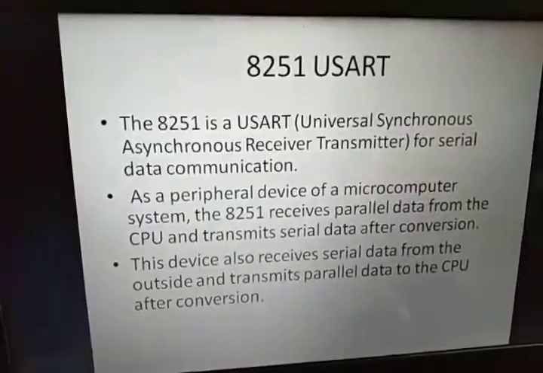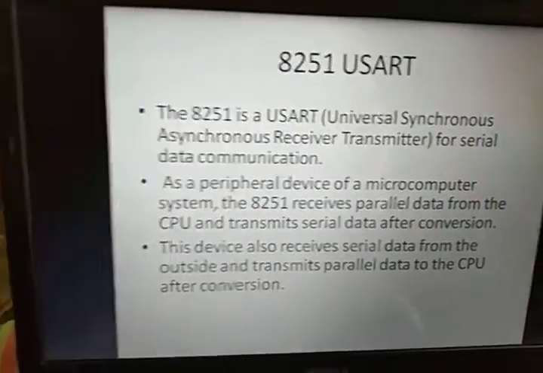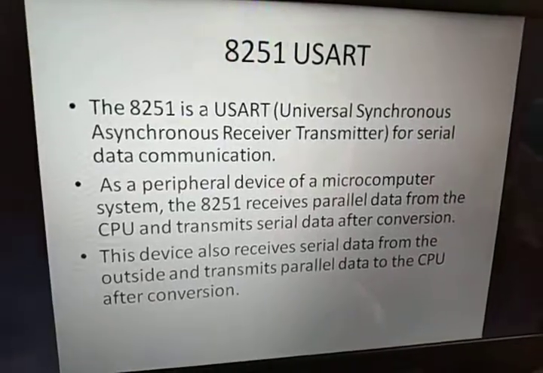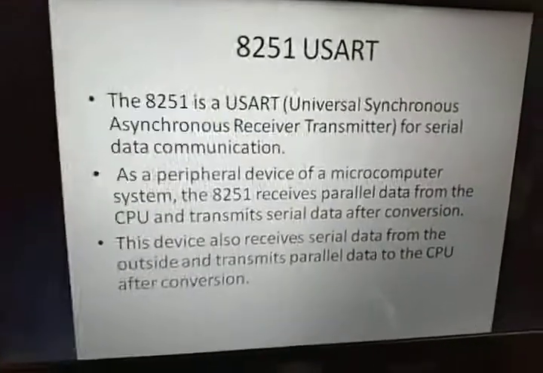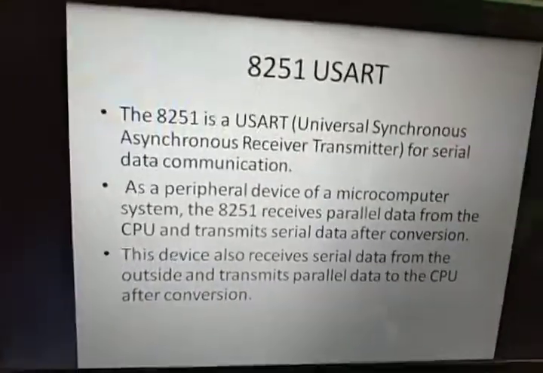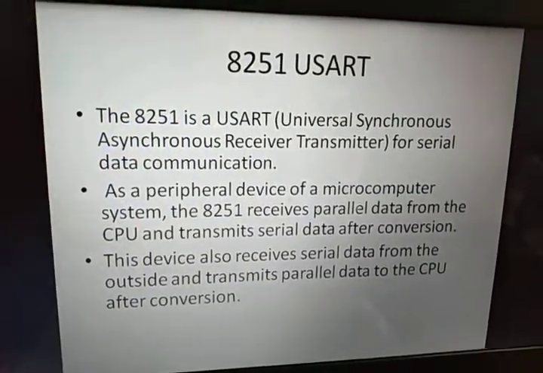So now we'll have a discussion about 8251 USART. USART stands for Universal Synchronous Asynchronous Receiver and Transmitter, and this is an interfacing diagram which is going to connect the microprocessor with the networking terminals.